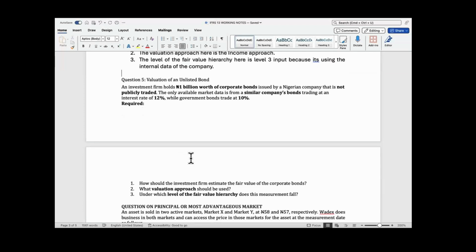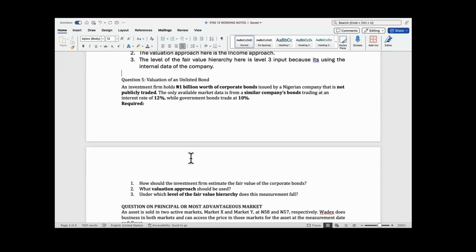Question 5. Valuation of an unlisted bond. An investment firm holds 1 billion naira worth of corporate bonds issued by a Nigerian company that is not publicly traded. The only available market data is from a similar company's bonds trading at an interest rate of 12%, while government bonds trade at 10%. Required: 1. How should the investment firm estimate the fair value of the corporate bonds? 2. What valuation approach should be used? 3. Under which level of the fair value hierarchy does this measurement fall?